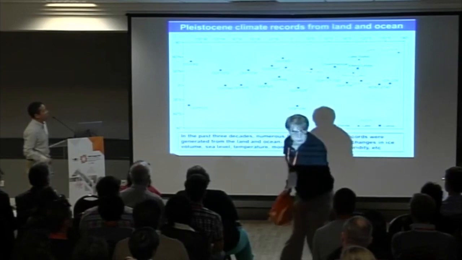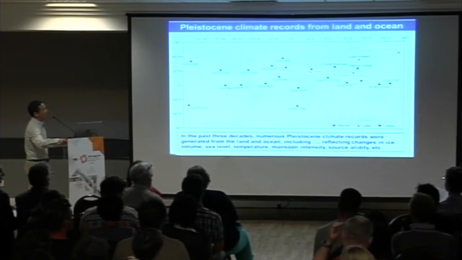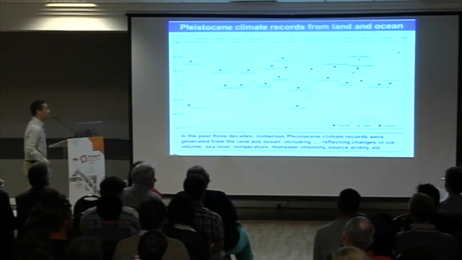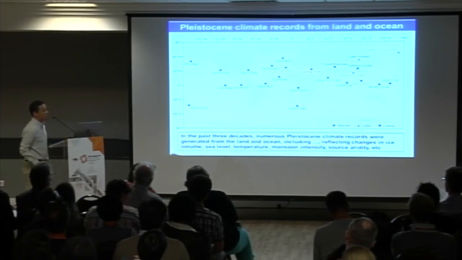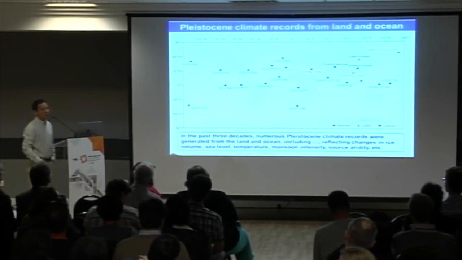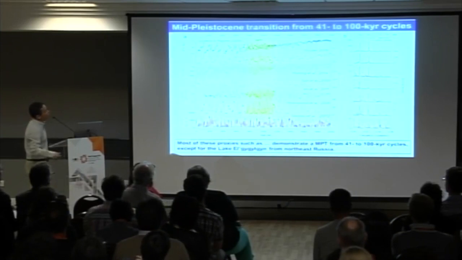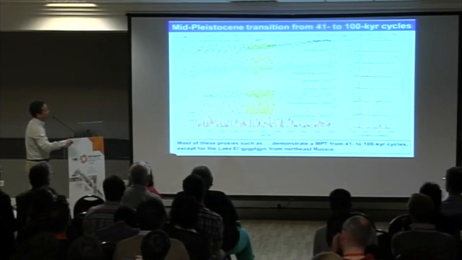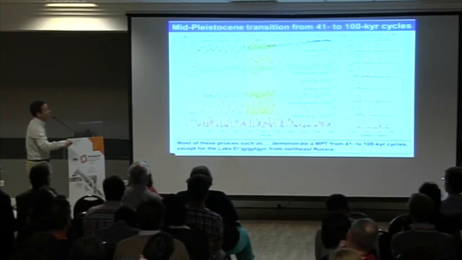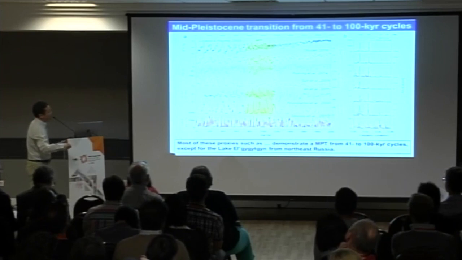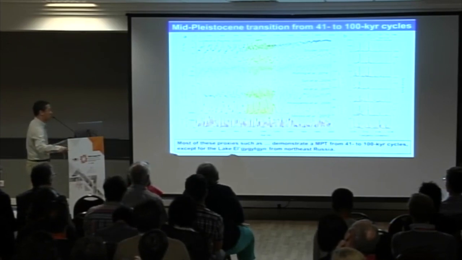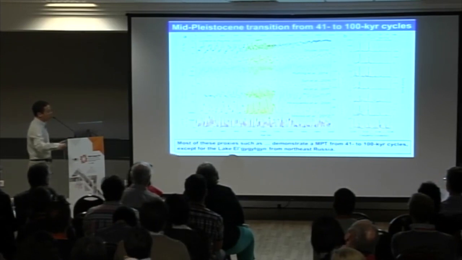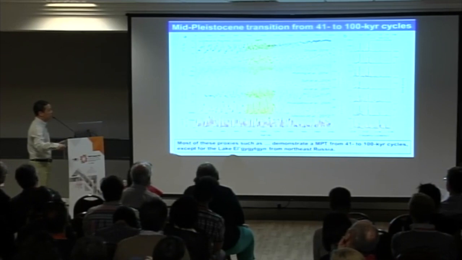Then in the past 3 decades, there have been a lot of records from the ocean, from the land, and also from lake sediments. They show this kind of mid-Pleistocene transition, and those proxies reflect changes in ice volume, sea level, temperature, monsoon intensity, or source aridity. Here I show some representative global records: this is a proxy of ice volume or ocean temperature, this is temperature change, this is sea level, this is the Indian monsoon intensity, here is a record from Chinese loess, and this is another lake record from Northeastern Asia. Most of those records show the MPT from 41 to 100 ka cycles.